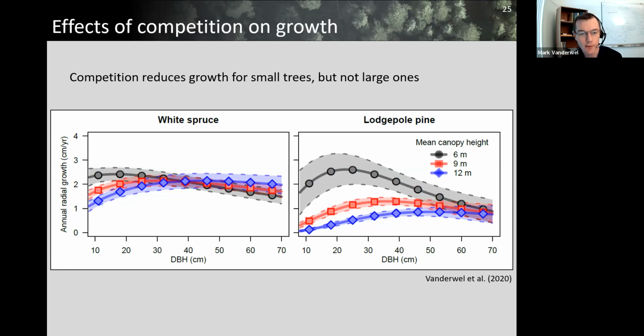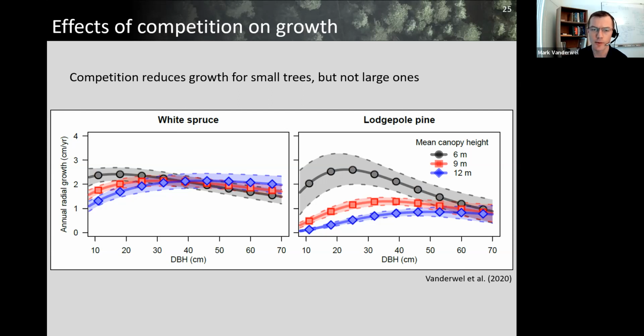What we found was that for both spruce and pine, the small trees that were surrounded by shorter canopies had a faster growth rate than small trees that were surrounded by a taller canopy. However, that effect of competition was limited to the smaller trees. We did not see any effect of mean canopy height on the taller trees. So once a tree reaches 40, 50, 60 centimeters in DBH, it's well into the canopy, and it is no longer subject to the effects of competition in the same way that smaller trees are.